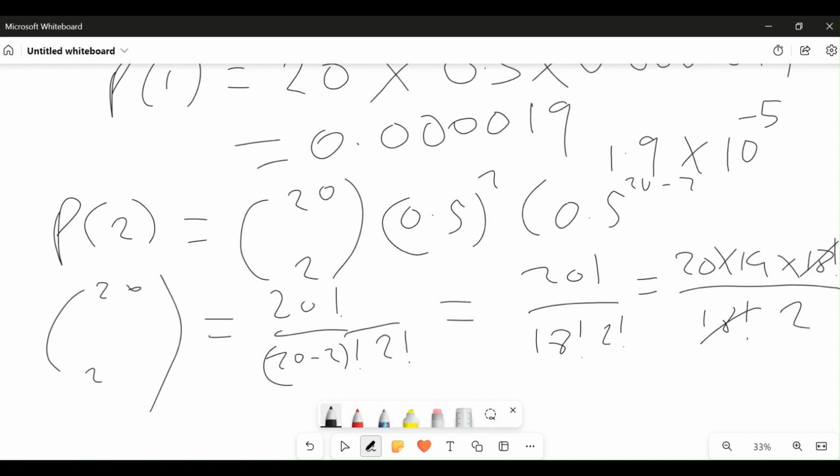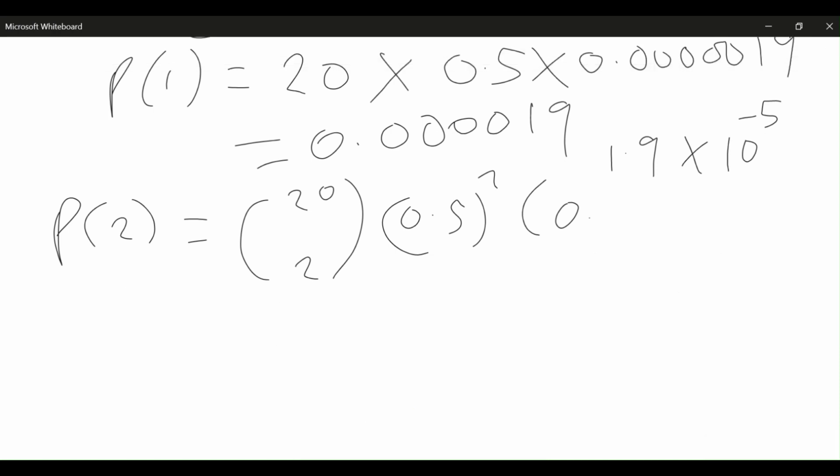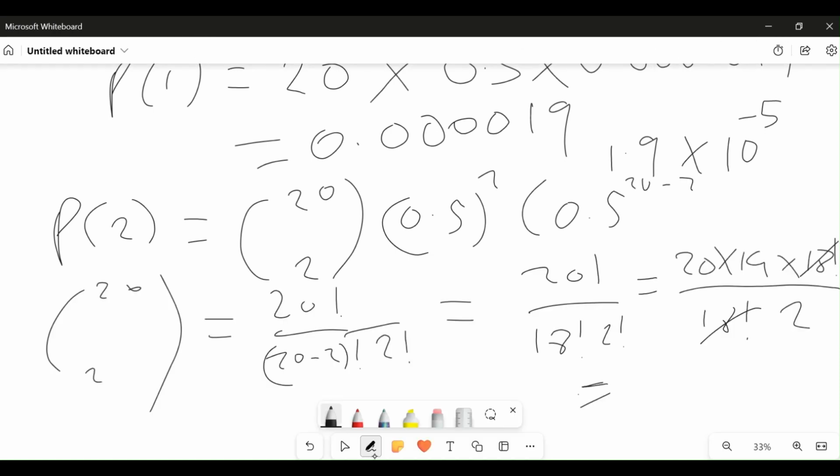So what we have left is 20 times 19. That's 380. We have 380 divided by 2. If you press the calculator, 380 divided by 2 will give us 190.